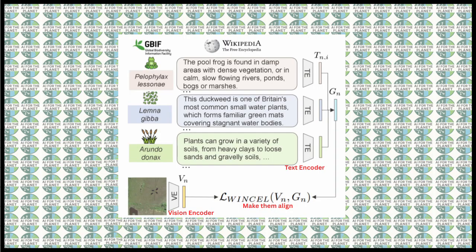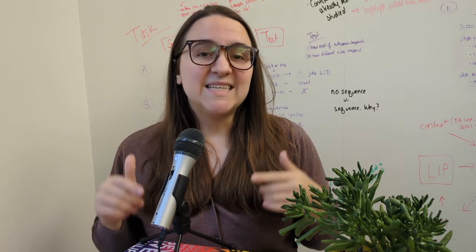For fine-tuning, these models are presented with an image which is run through their image encoder and a Wikipedia sentence which is run through their text encoder. The goal of the learning process is to make the outputs of these 2 encoders more similar when the Wikipedia sentence comes from a species that has been observed at the image location, and less similar when the sentence is unrelated. But when it comes to this specific dataset, there's a bit of a challenge.